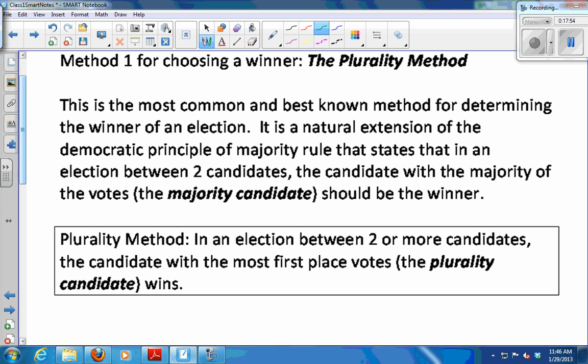The first method we're going to study in class is called the plurality method. It's the most common, best known method for determining the winner of an election, a natural extension of the democratic principle of majority rule, which states that in an election between two candidates, the candidate with the majority is the winner. So the plurality method is an extension of that: in an election with two or more candidates, the candidate with the most first place votes, who we call the plurality candidate, is the winner. So whoever gets the most first place votes wins. This is the easiest, most straightforward way to determine a winner.